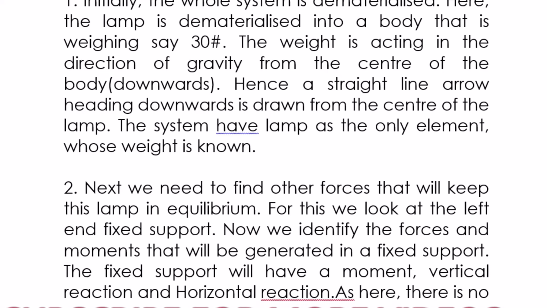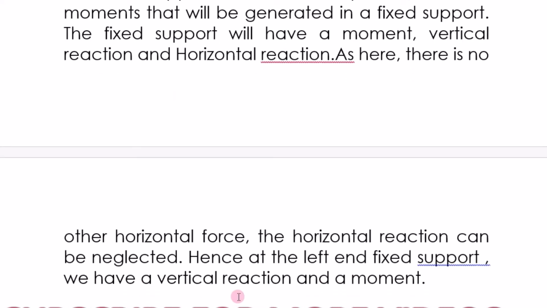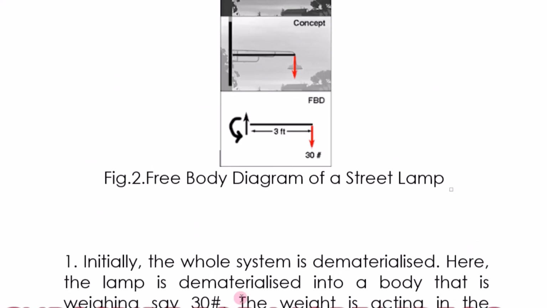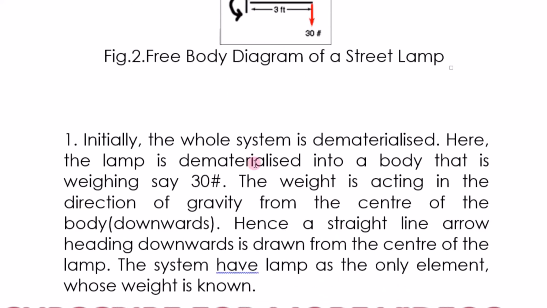For this, we look at the left end of the fixed support. Now we identify the forces and moments that will be generated in a fixed support. The fixed support will have a moment, a vertical reaction, as well as a horizontal reaction. As there is no horizontal force here, the horizontal reaction can be neglected. Hence, at the left end fixed support, we have a vertical reaction and the moment. As there is no other horizontal force coming, the horizontal reaction cancels out. So we are only considering the rotation moment as well as the vertical reaction at the fixed support.